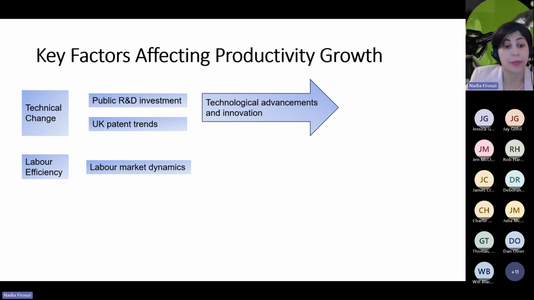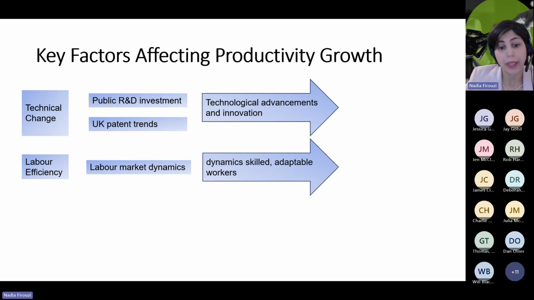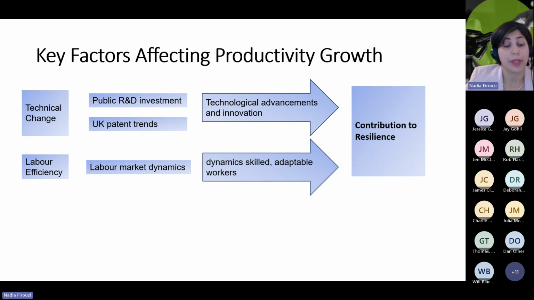Considering key factors affecting productivity, the following slides will discuss public investment in R&D and patent trends in the UK that foster technological advancement and innovation, as well as labor market dynamics, ensuring skilled, adaptable workers are available, ending with contribution to resilience. This highlights how regional innovation ecosystems contribute to resilience.